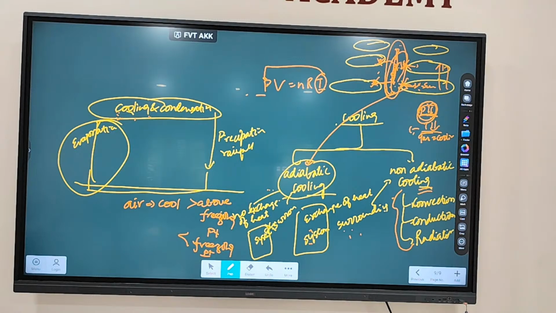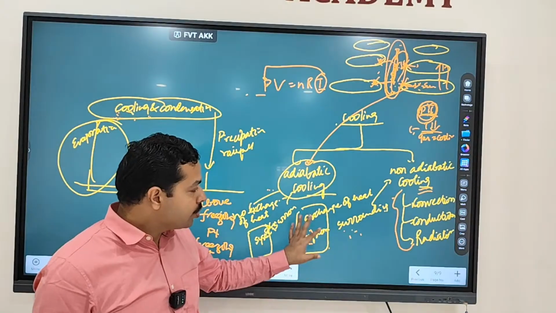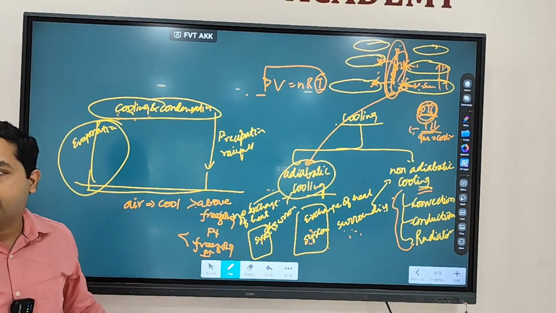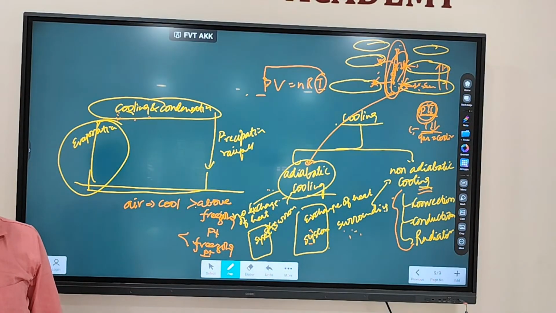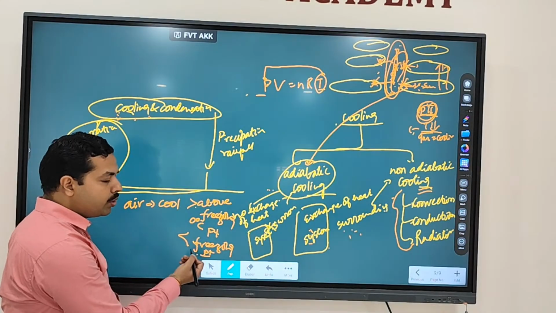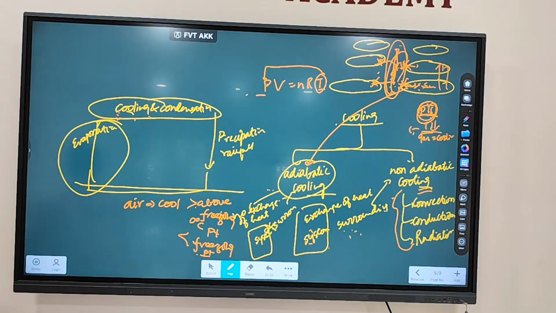No, it is not related to adiabatic cooling. As we discussed, adiabatic cooling means no exchange of heat happens. So now this cooling can happen either above freezing point or below freezing point. Above freezing point means 0 degrees Celsius. Below freezing point means less than 0 degrees Celsius. So either cooling can happen above 0 degrees or below 0 degrees. Clear? This is what we call air cooling above freezing point or below freezing point.